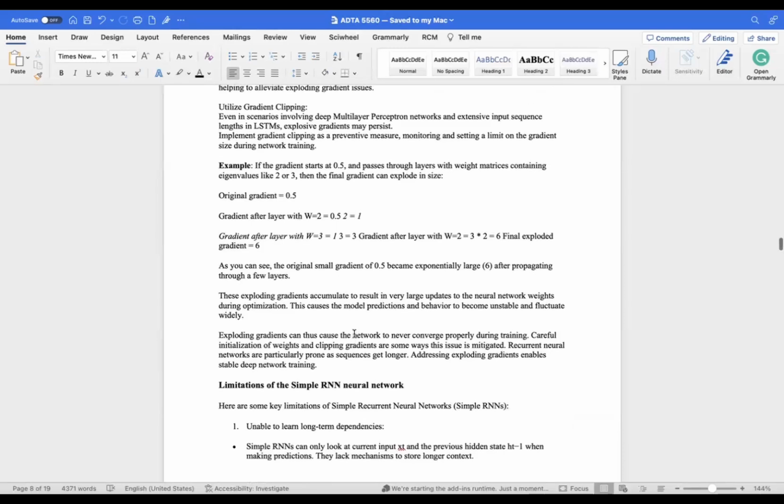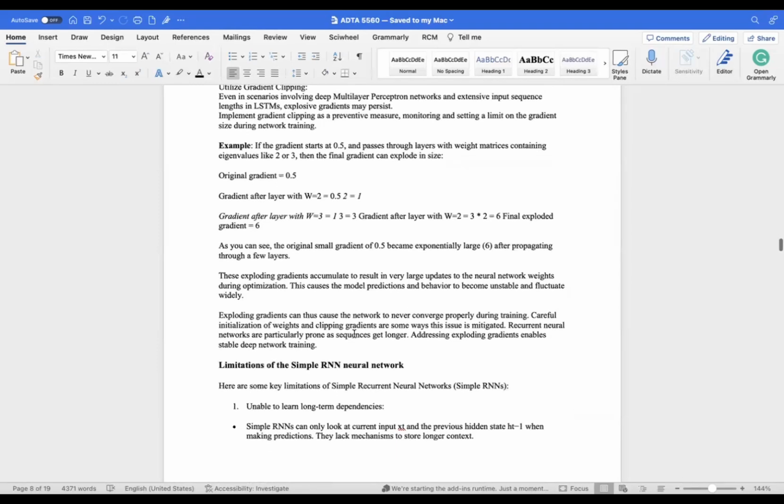So we can conclude by saying the exploding gradient challenge is like a spice overdose in cooking. Managing it is a secret recipe for stable and effective deep network training. So the main solution for this is managing it.